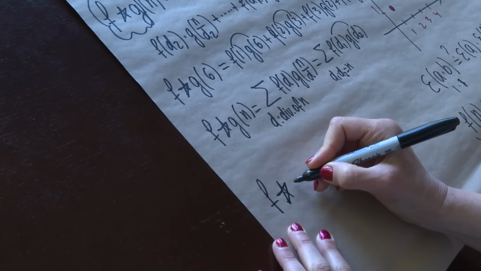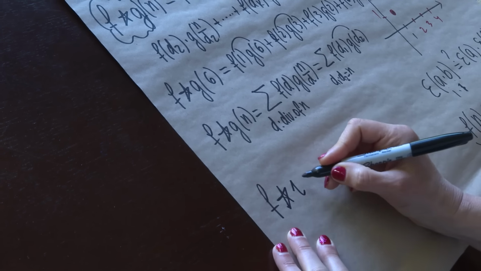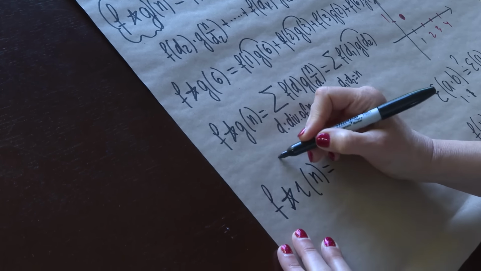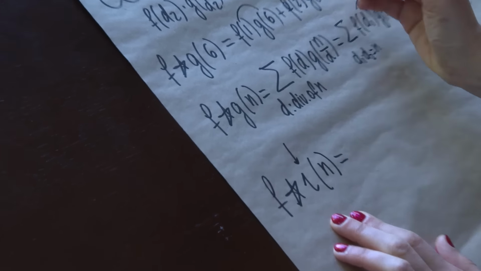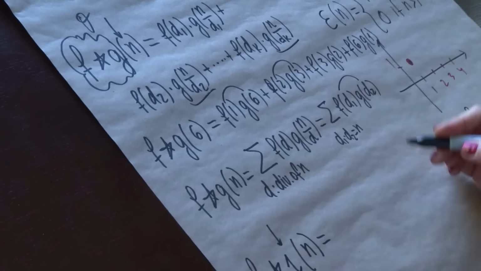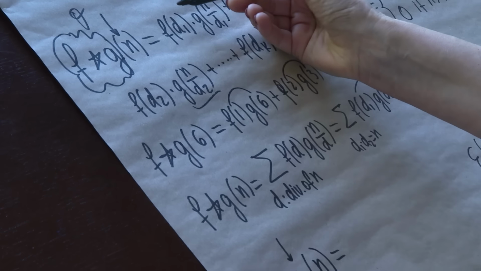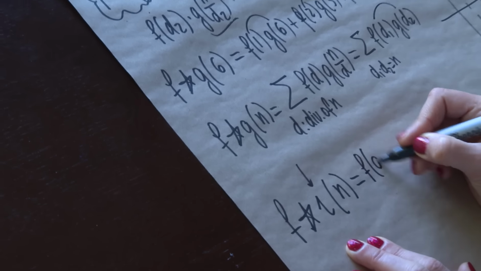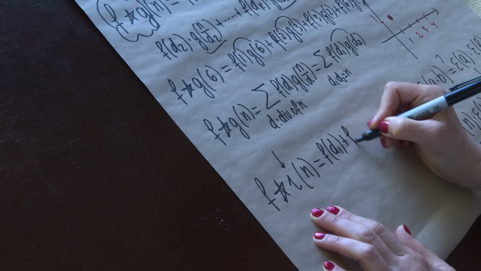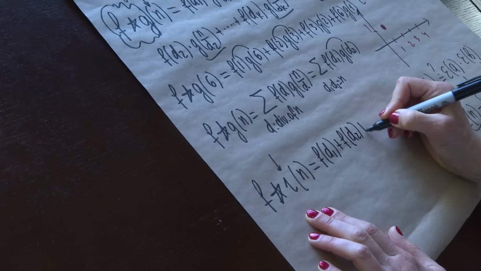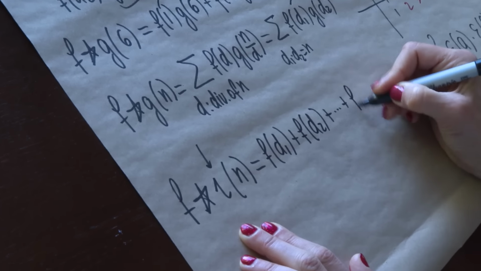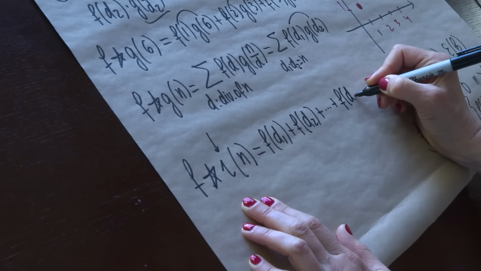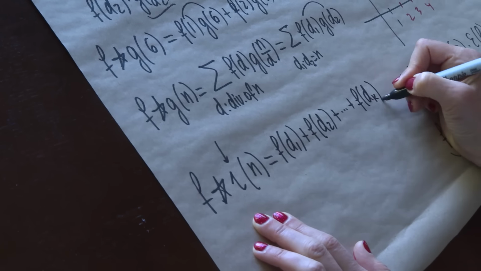F star the iota function, or the 1 of n. Now remember that this will always give me 1, so I can just disregard the second part, the g's here. So I will end up simply adding the values of f on all of the divisors of n. Does this sound familiar? Adding up something about divisors of n.